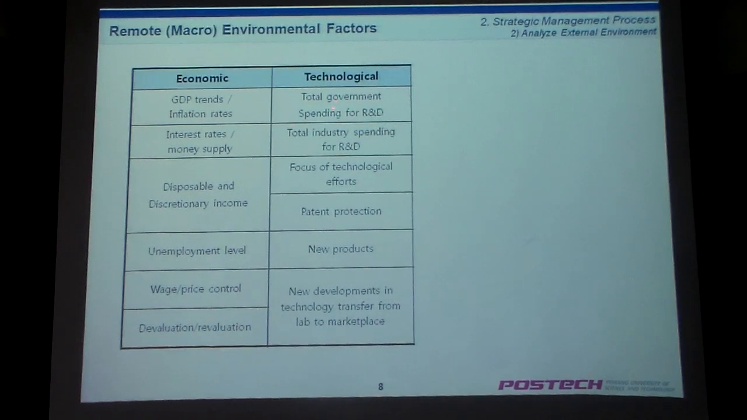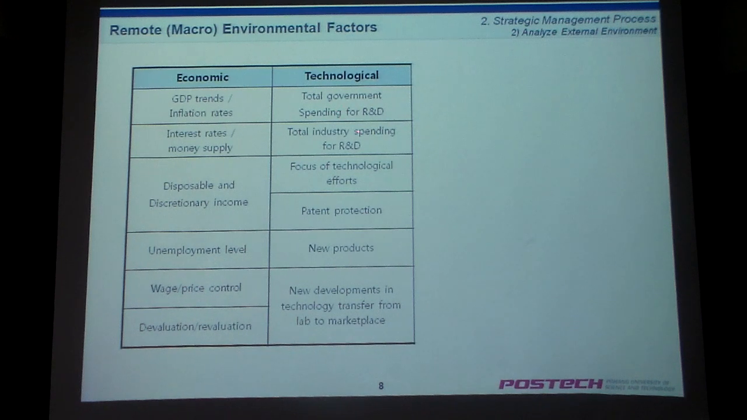And the technological factors: total government spending for R&D and total industry spending for R&D, the focus of the technological efforts, patent protection, new products, and new developments in technology transfer from lab to marketplaces. So these are the technological factors.